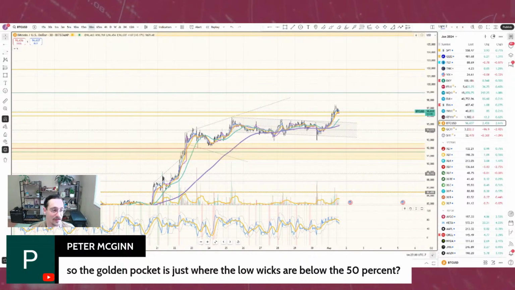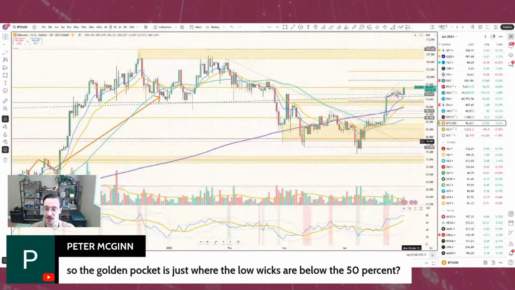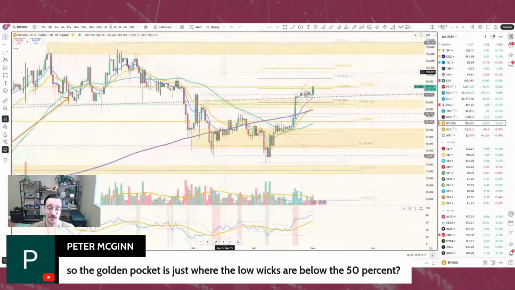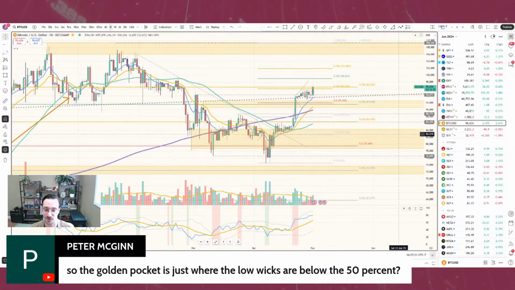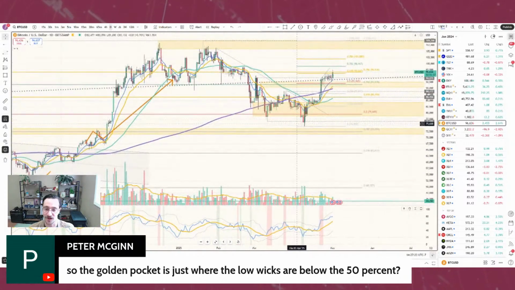So, Peter McGinn. The golden pocket is just where the low wicks are below the 50%. It's a little more specific than that. Let me show you. The 50% is important because it's just showing a division of the range and when it's on sale in the range and when it's going for probably more than fair value at the time, right? So that's where we were looking at those 50% wicks under here.